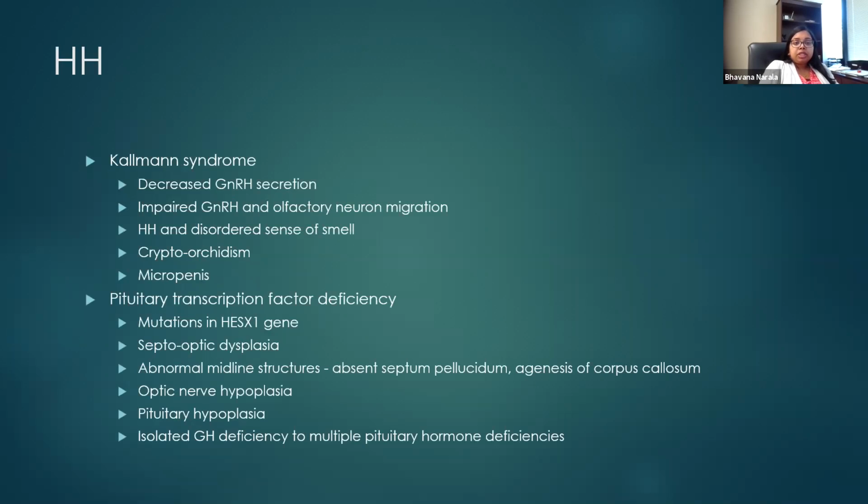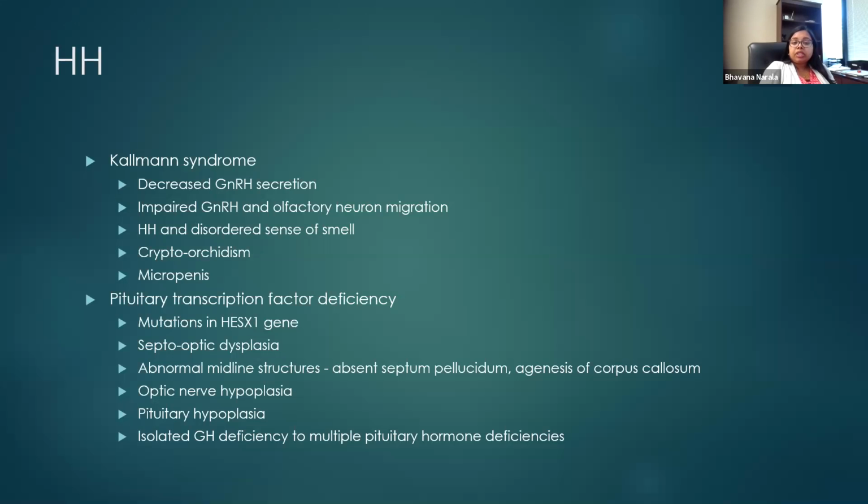So Kallmann syndrome, like I said, it's decreased GnRH secretion. You have impaired GnRH and olfactory neuron migration. So they could have hypogonadotropic hypogonadism and a disordered sense of smell. They can present with cryptorchidism and microphallus.